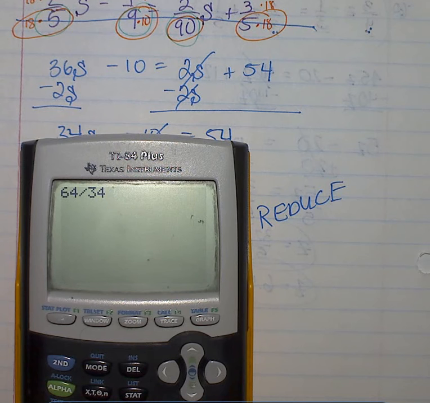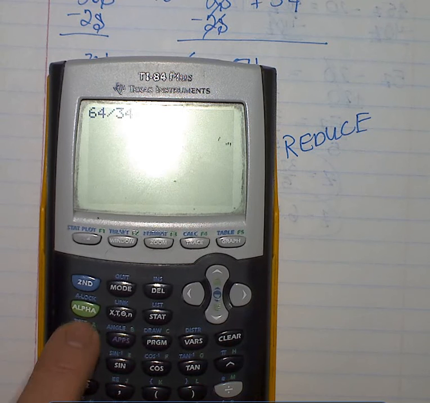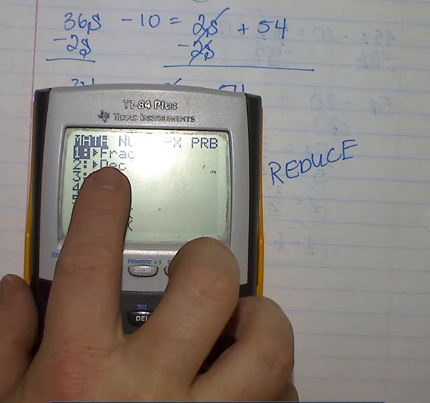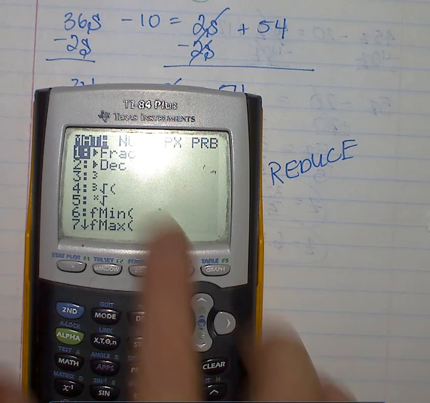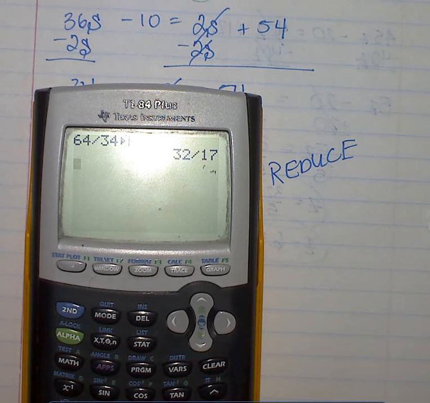Find the button that says Math. It's right below the green alpha button. Press it once. And this is the abbreviation for fraction. Now go to the bottom right-hand corner, find the Enter button and press it twice. It reduces it for us: 32 over 17.